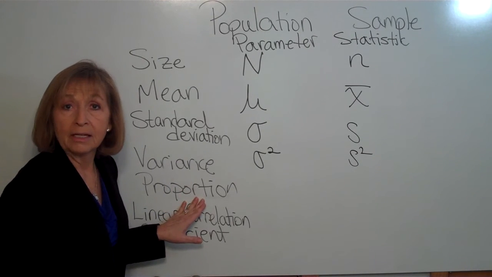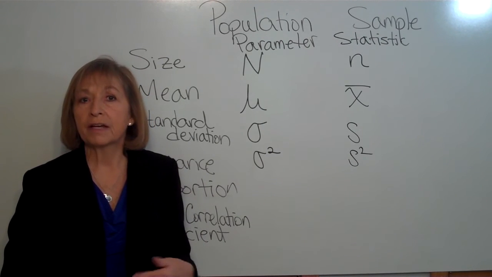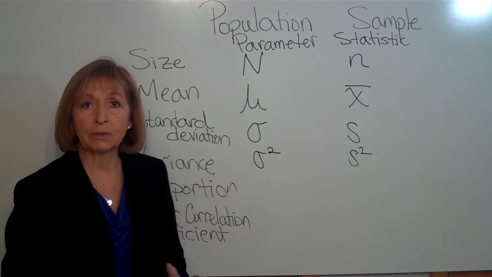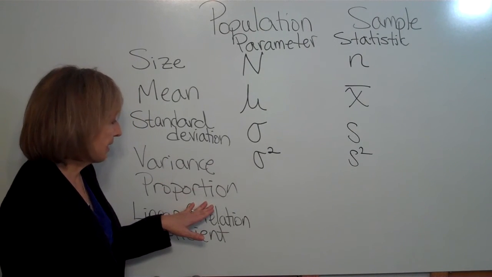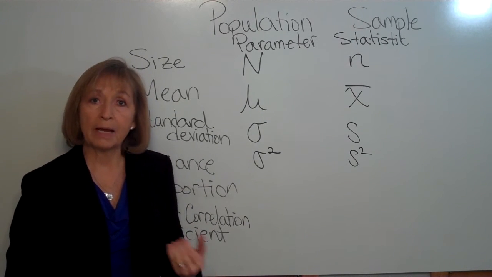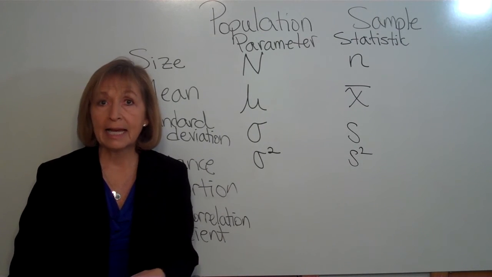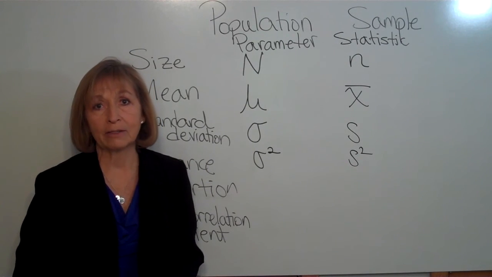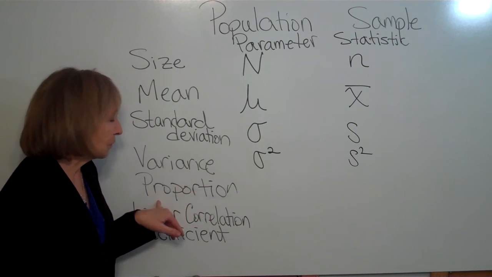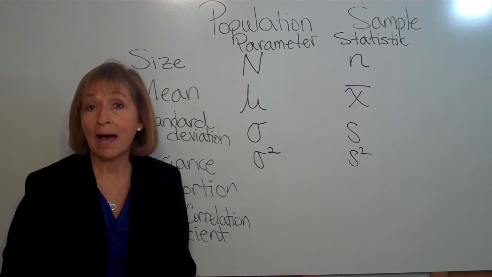Next up, proportion. Our proportion is part of a whole that has some sort of a characteristic. So it's the proportion out of the group that has a focused-on characteristic. Now here is where we again are going to go away from that convention of Greek letters being our population parameter and letters from the English alphabet being our sample statistic, because proportion starts with the letter P. And the Greek letter that goes with the letter P is pi.